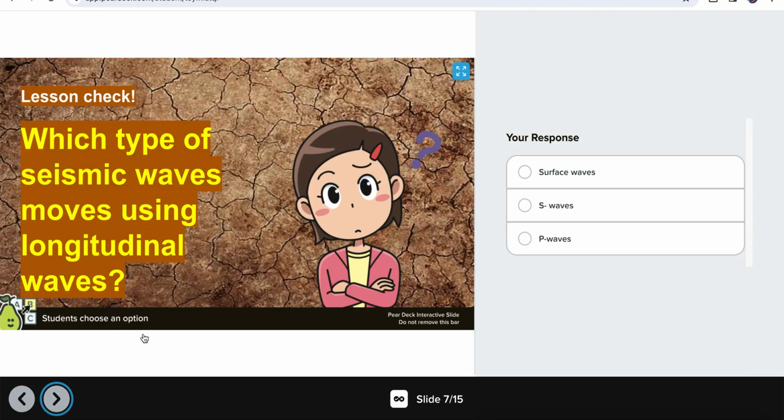Now let's check in real quick before we go into the math portion. Which type of seismic waves move using longitudinal waves? Is it surface waves, S waves, or P waves? I know you can't click, so just either point to the answer on the screen or really hyper focus on that one word or phrase. And I'm hoping you're all really focusing on P waves. P waves are the fastest, and they move using longitudinal waves.